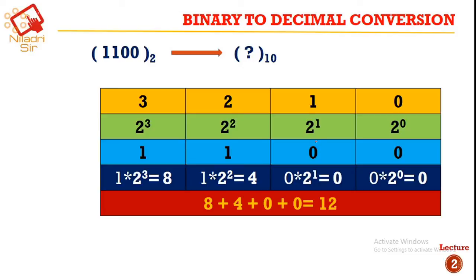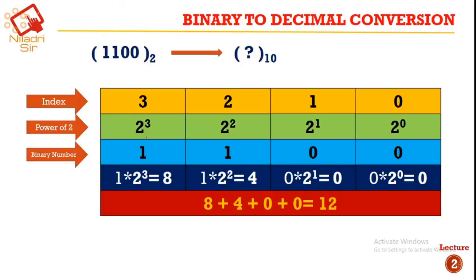This will be 2 to the power index, that is 2 to the power 1. This will be 2 to the power index value, that is 2 to the power 2, and this will be 2 to the power 3, that are the index value. Okay, so these are the index values, these are the powers of 2, and these are the binary numbers.